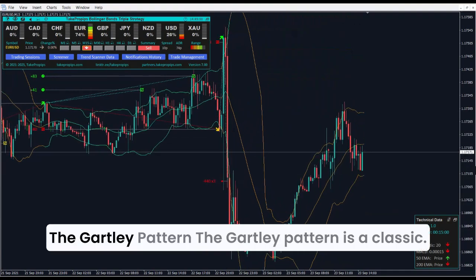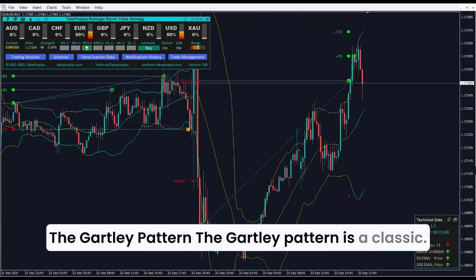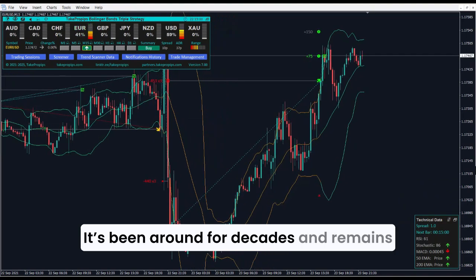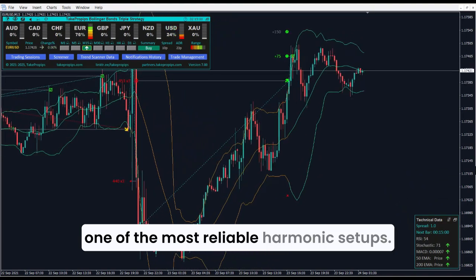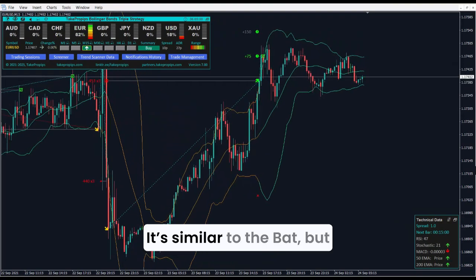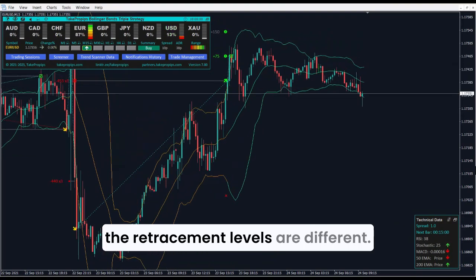Number 2. The Gartley pattern. The Gartley pattern is a classic. It's been around for decades and remains one of the most reliable harmonic setups. It's similar to the bat, but the retracement levels are different.